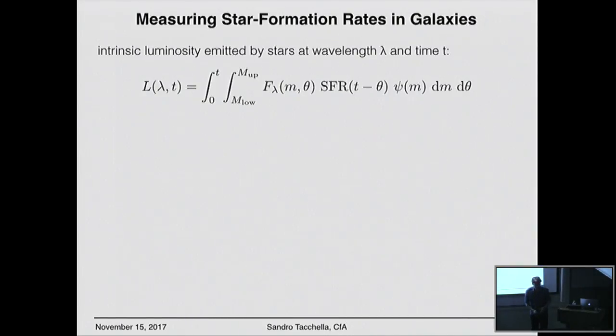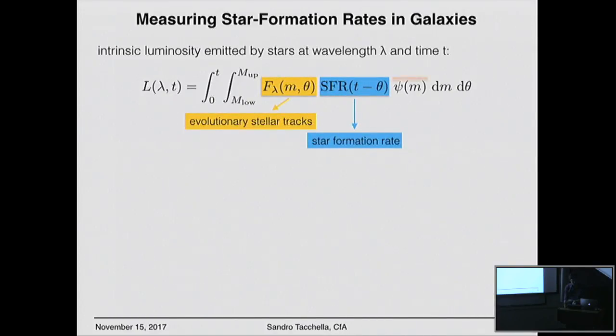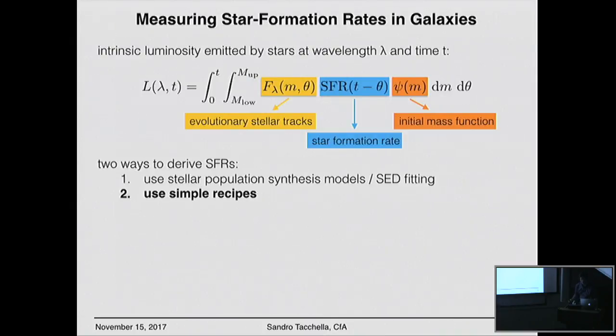So we can describe the luminosity of a galaxy at a certain wavelength and time by this very simple equation, where we have the evolutionary tracks of stars, the star formation rate, as well as the IMF. And one of the key things we want to measure is, of course, the star formation rate. One can do this by measuring the luminosity at different wavelengths and then doing some modeling. So there are two ways. One is simple SED fitting. And the problem there is that it's very hard to cover all the parameter space.